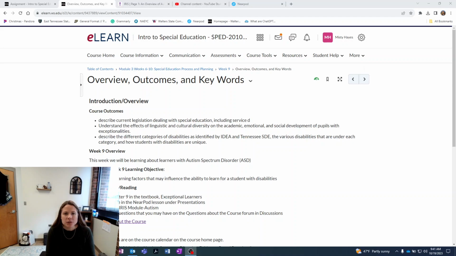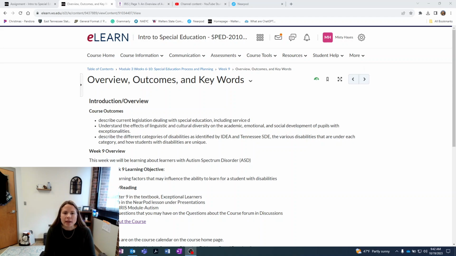So the last couple of weeks we've been learning about behavior, specifically trying to figure out the function of the behavior. We learned about ABC analysis, what the triggers were. We looked at functional behavior assessment and how we use that to implement what we call a behavior intervention plan so we can support children in our classroom.